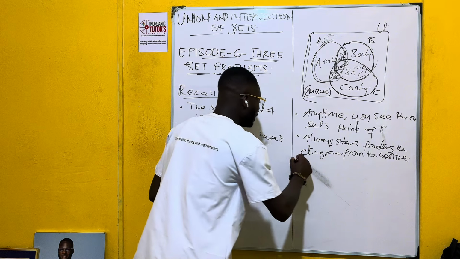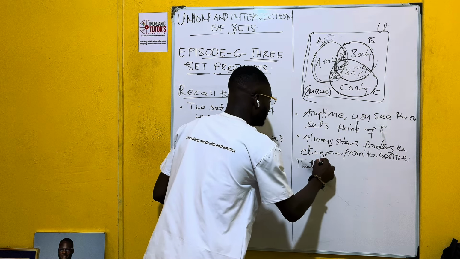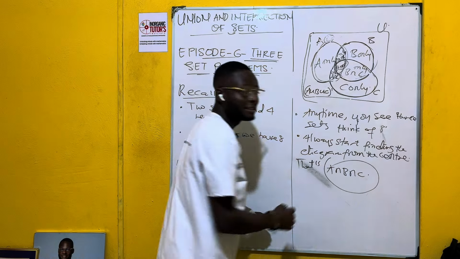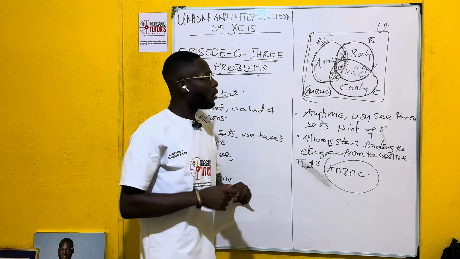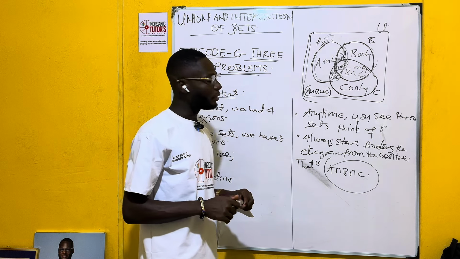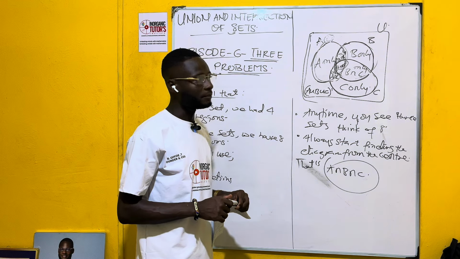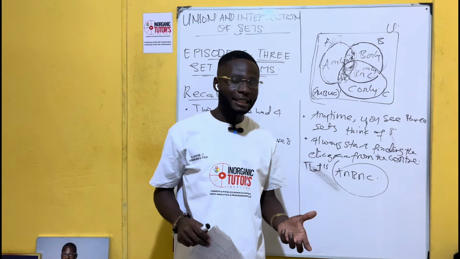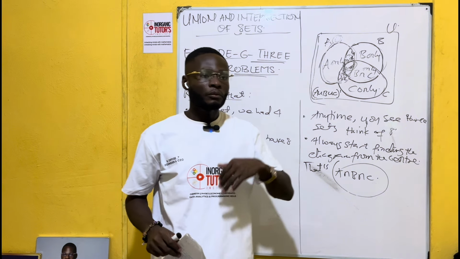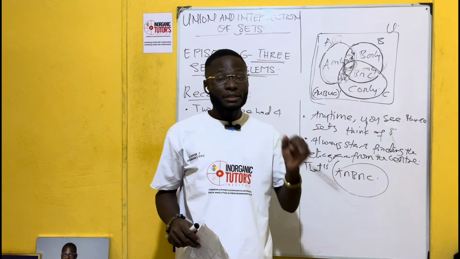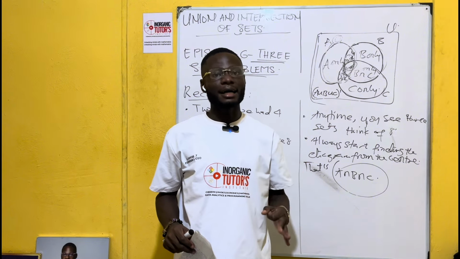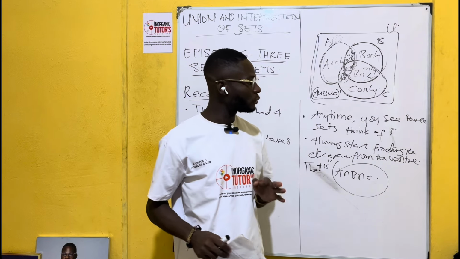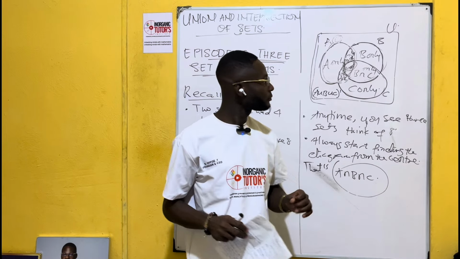So we call it A intersection B intersection C. This is where you have to start from always when you are dealing with a set problem. Okay, always start from the center. Whether you are dealing with a 2-set problem or a 3-set problem, start from the center. Starting from the center is very, very important. It will help you to avoid errors.